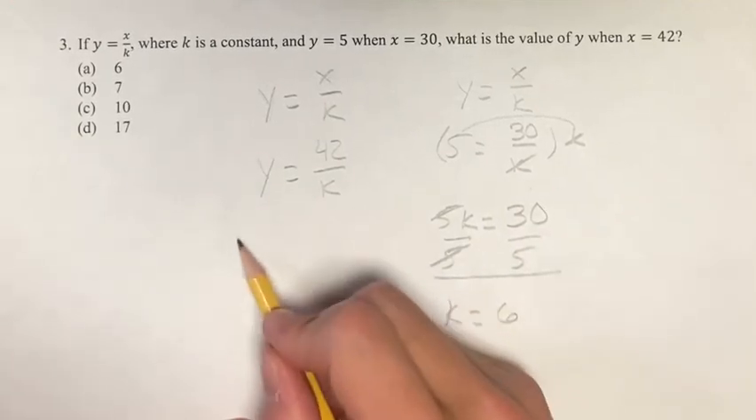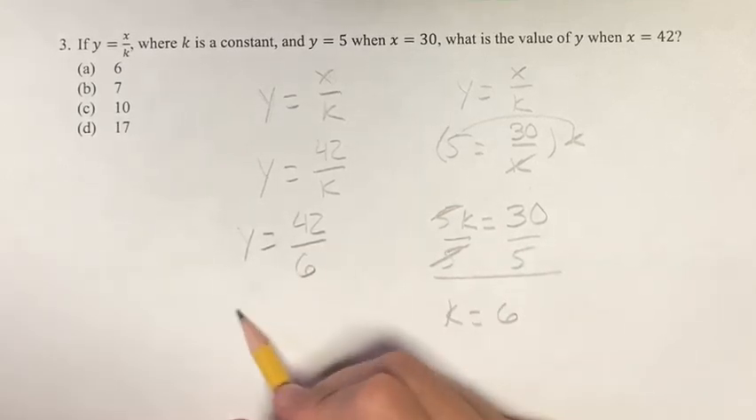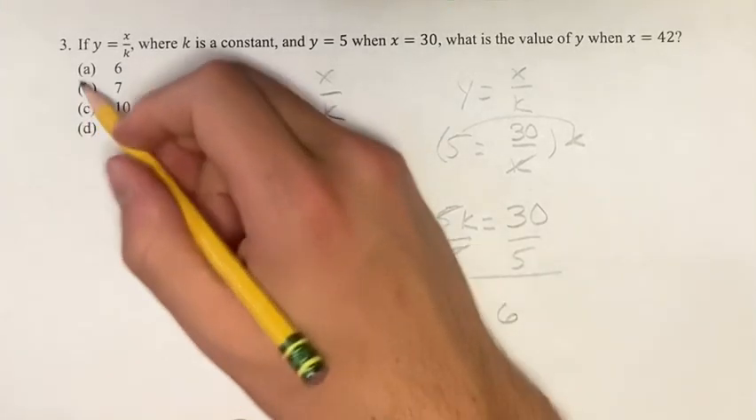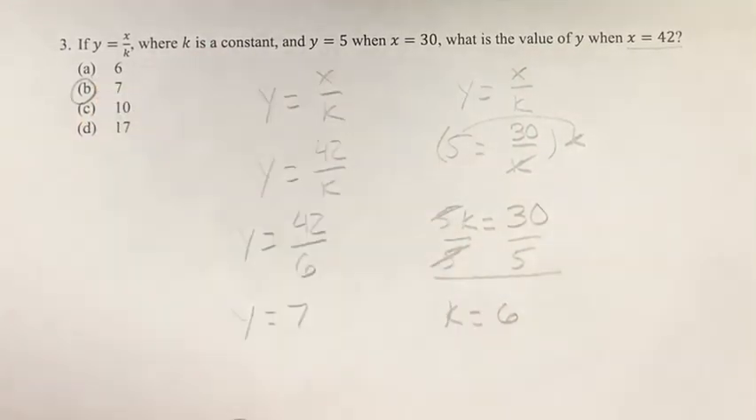So k is equal to 6, so therefore y is equal to 42 divided by 6. 42 divided by 6 is 7. Your value of y when x is equal to 42 is 7. B is going to be your final answer.